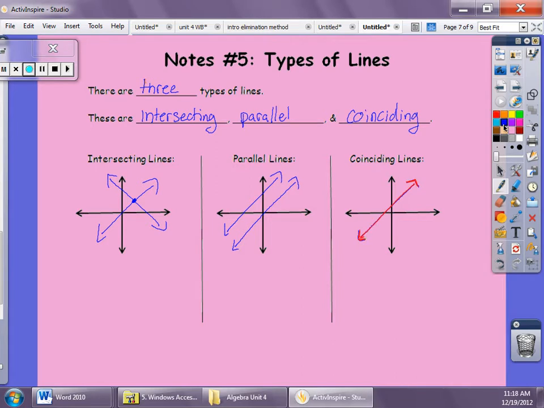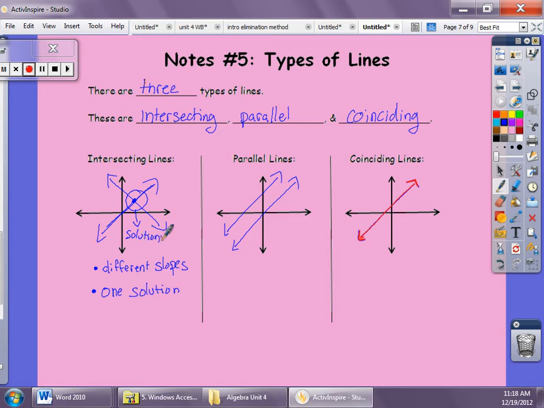Now, we're going to talk about some different properties of intersecting lines. With intersecting lines, they have different slopes. If you look at these two lines, one of them has a positive slope, it's going up. The other one has a negative slope, it's going down, and they're going to intersect. Intersecting lines have one solution. That solution is where they intersect. So our solution is right here.